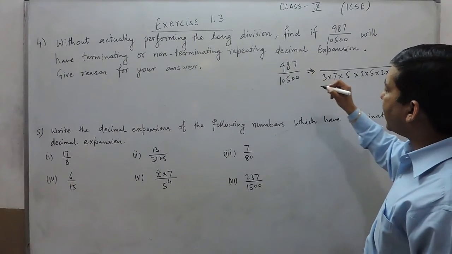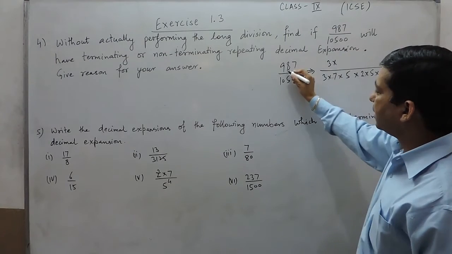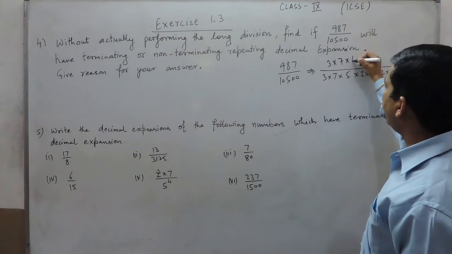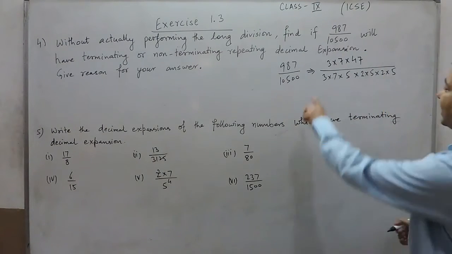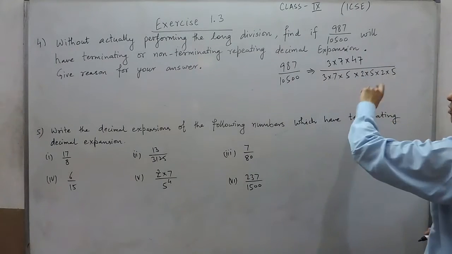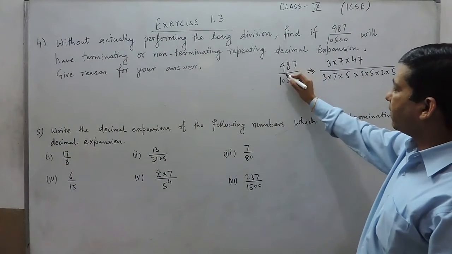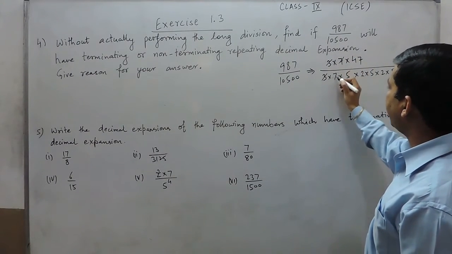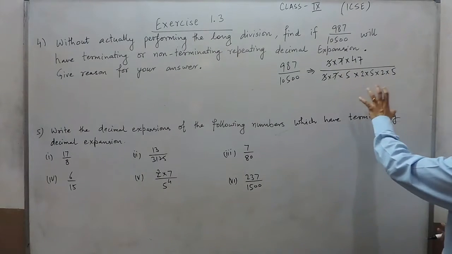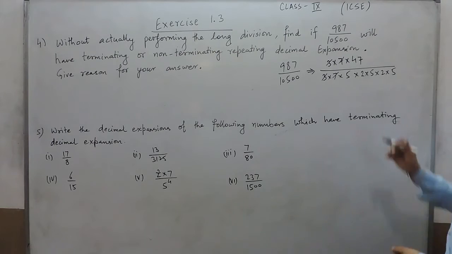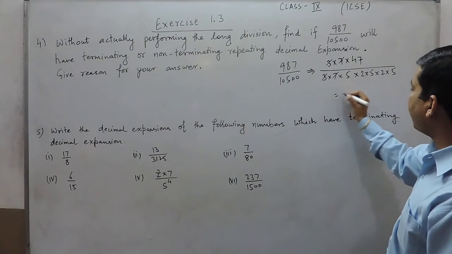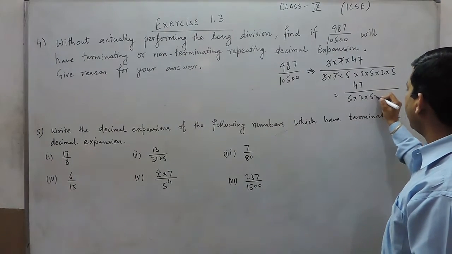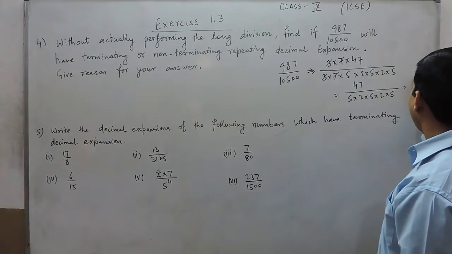When we are talking about the factors of 987, first of all we divide it by 3, it becomes 329, then divided by 7, we get 47. So this can be written as the lowest form of fraction using the factors of 987 and 10,500. In this we can cancel out 3 by 3 and 7 by 7. In the denominator, we have the factors other than 2 and 5, but they are cancelled by the numerator.